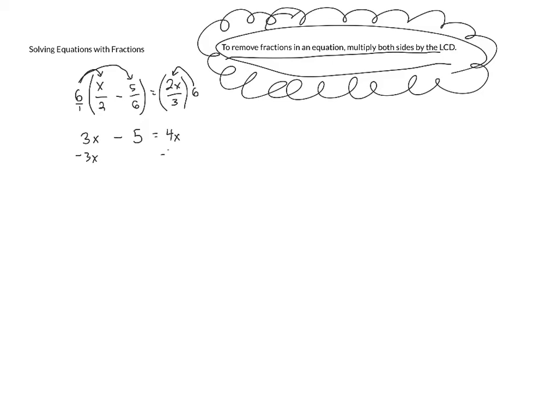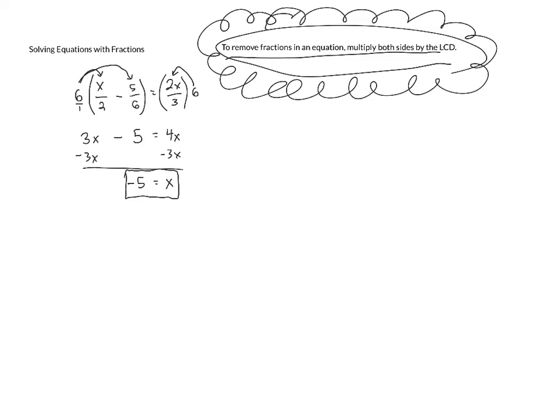I'm going to subtract 3x on both sides of the equation. When I do that, I'm just left with negative 5 on the left, and then on the right, 4x minus 3x is 1x, which is just x, and so our solution is negative 5 equals x, or you could write it x equals negative 5.